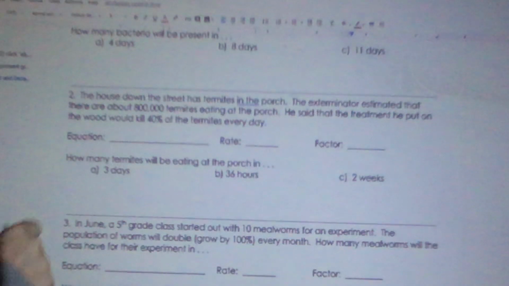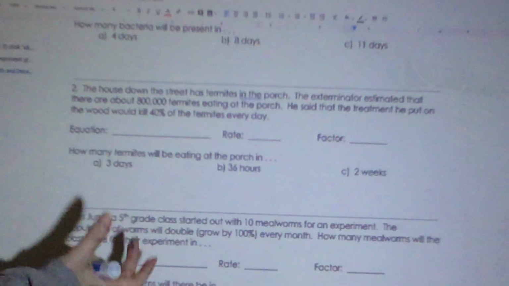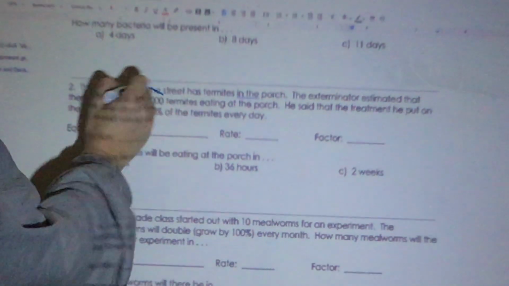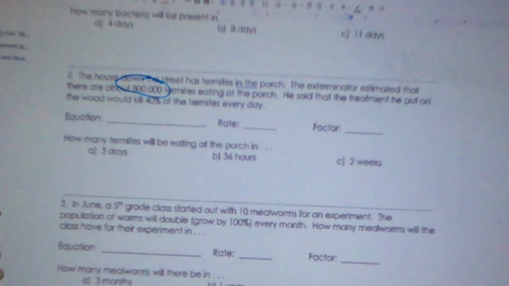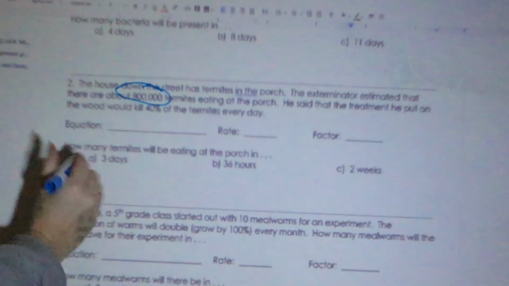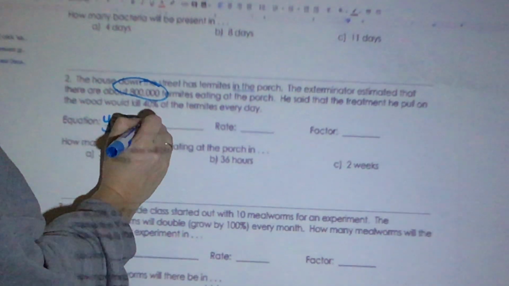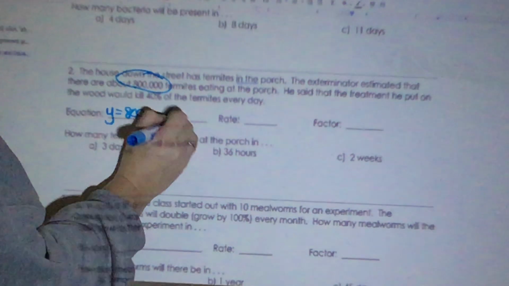Okay, so for example 2, we're looking for our rate, and we're also looking for our y-intercept. So this is termites on a porch. They're 800,000, so that's definitely going to be our y-intercept. That's our A, our starting number.